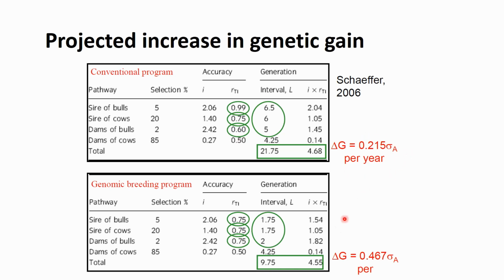If we go with genomic selection, you see here there is somewhat lower accuracy for the sires of bulls, while there is an increase in dams of bulls. And most importantly, the generation interval is much, much lower, which leads to a doubling of the genetic gain.